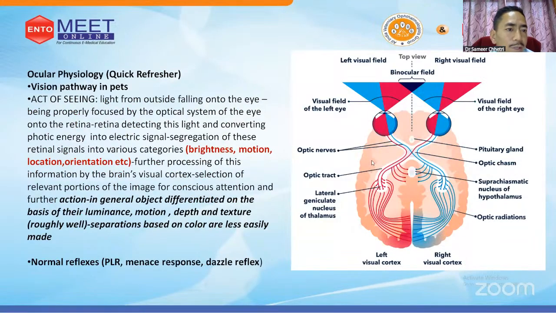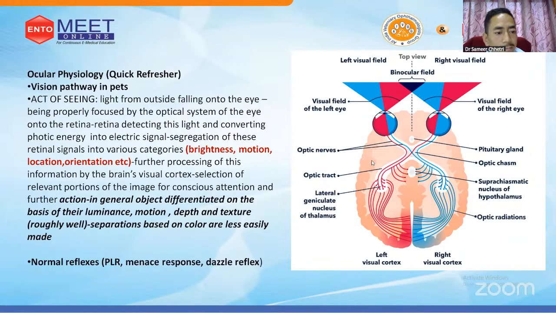So this is a quick refresher of the ocular physiology. Vision pathways in pets. The act of seeing is light falling from outside onto the retina. It's been focused, and the retina converts the photic energy into an electrical signal. That is the segregation of these retinal signals into various categories, that is brightness, motion, location, and orientation. There is further processing of this information by the brain's visual cortex, the selection of relevant portions of the image for conscious attention and further action.